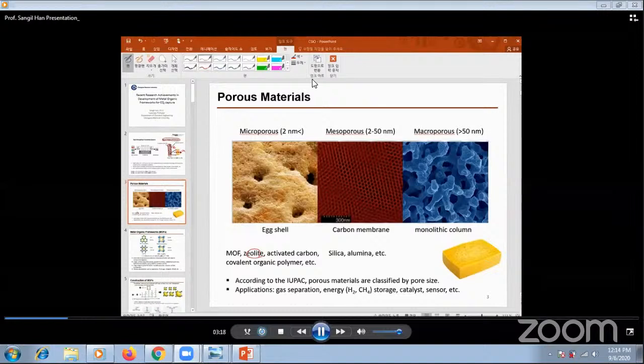According to IUPAC, porous materials are classified into three different classes: microporous, mesoporous, and macroporous, depending on the pore size. MOF, zeolite, and activated carbon are classified as microporous materials.